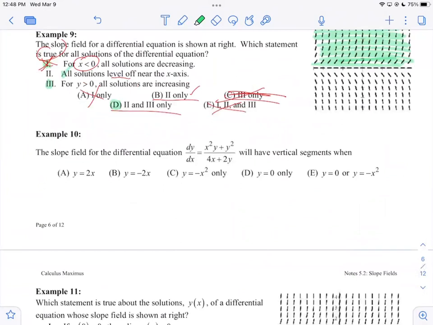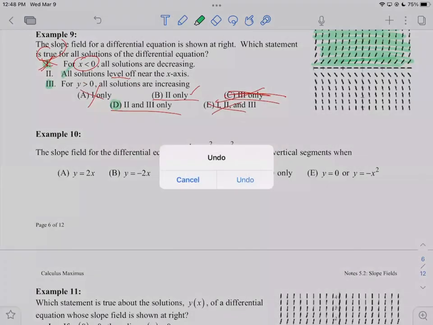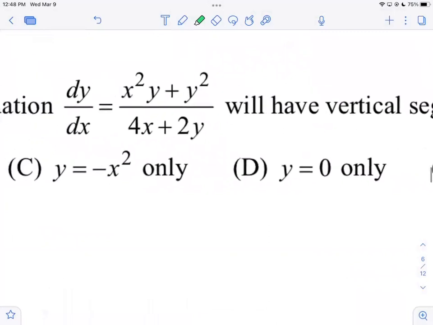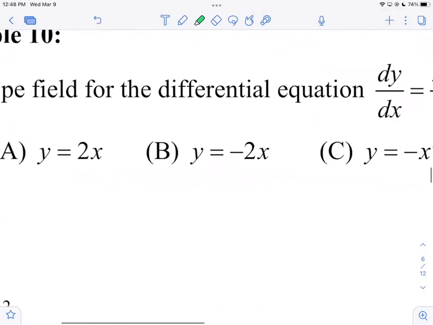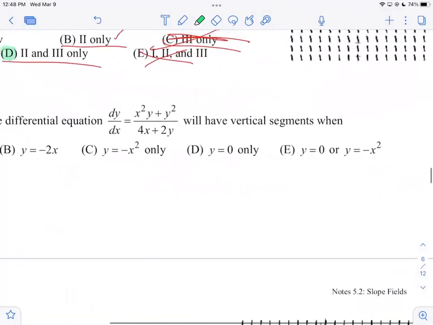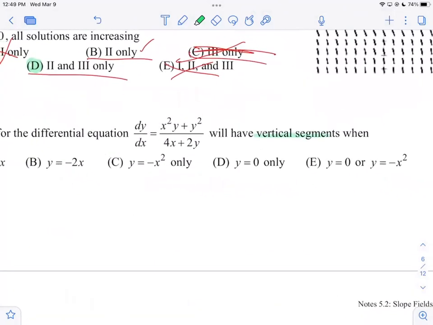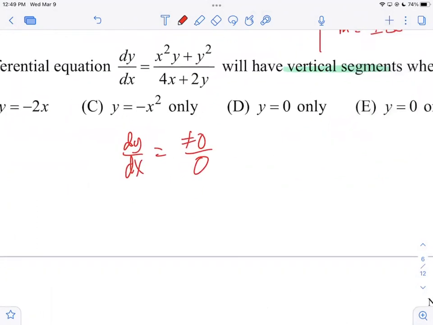I want to skip these, but I'm like, nah, I have it there for a reason. The slope field for the differential equation dy/dx equals, holy moly smokers, we'll have vertical segments when? Well, what do we know about vertical tangent lines? What's the slope? It's some type of infinity, right? And remember, vertical tangent lines are when the derivative is non-zero over zero, right? We did this before when we had implicit differentiation.